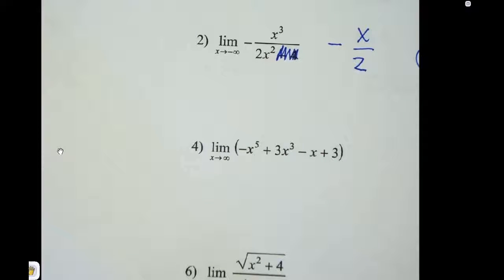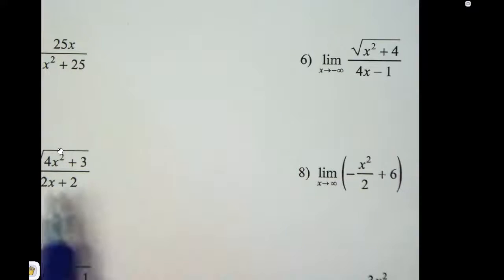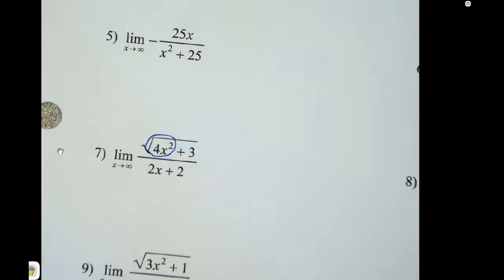Hey, Mr. Davis. Yeah. What number? Why is number 7 what? Number 7, so you've got to take the square root of 4. Yeah, I got it. I just read it. Oh, you're good.